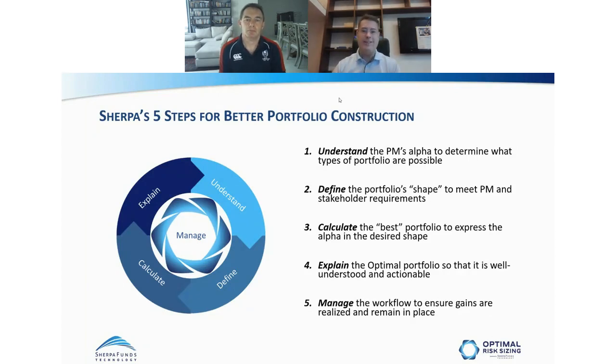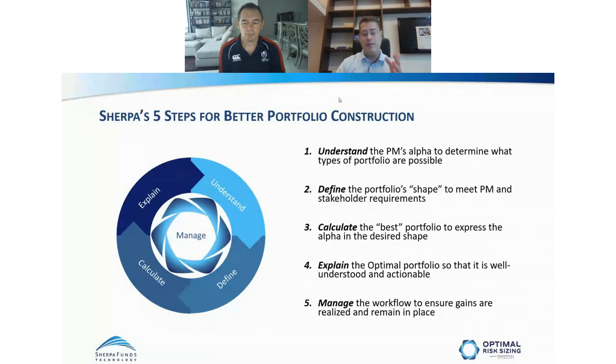And so calculate in your traditional portfolio management process is a fuzzy heuristic process, where basically when they say calculate, it's the PM's brain adjusting position sizes up and down by 10 bips here and there. But in process, calculation, whether it's a systematic tool or a heuristic tool, means calculating the sizes, calculating the portfolio that is the best portfolio that will express the alpha from step 1, compliant with the shape in step 2. The fourth step is explanation.